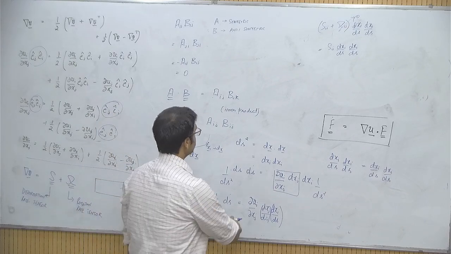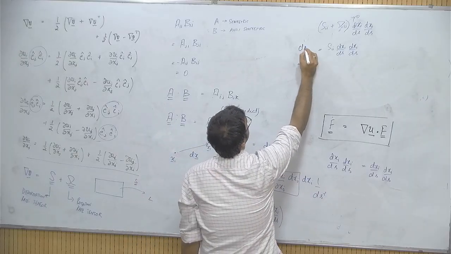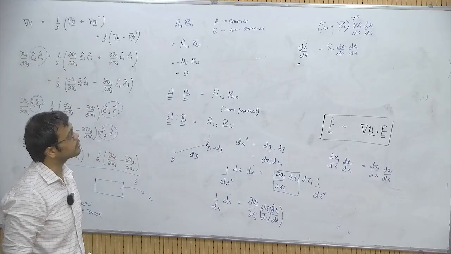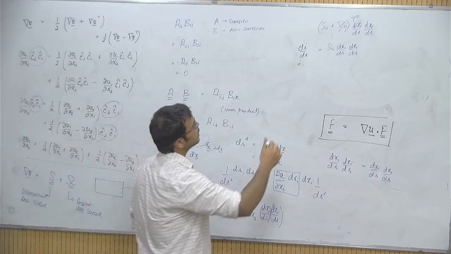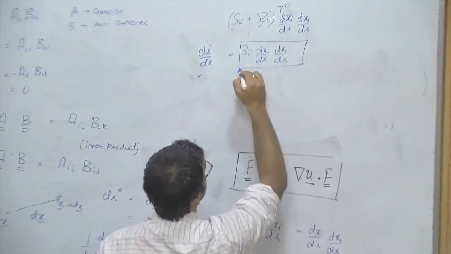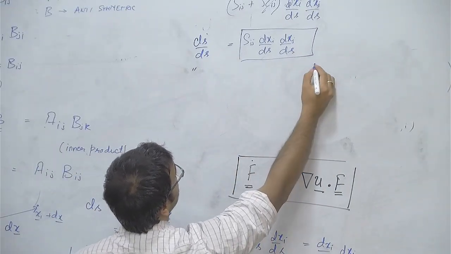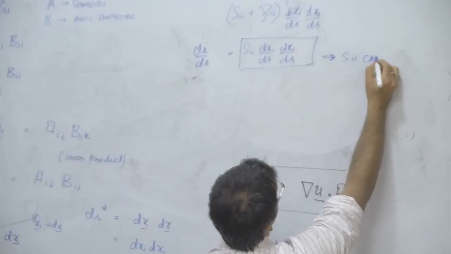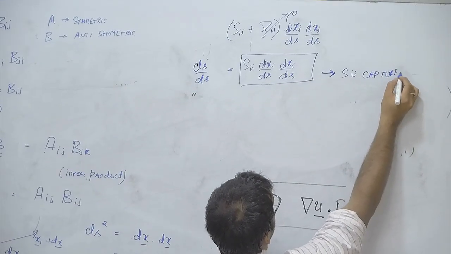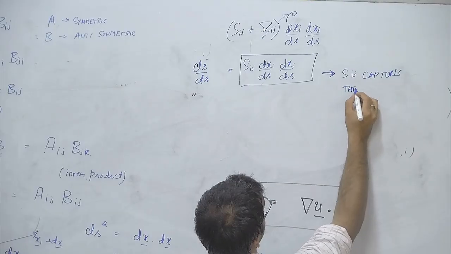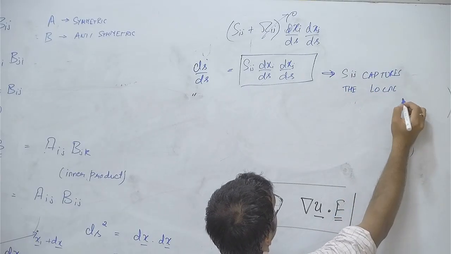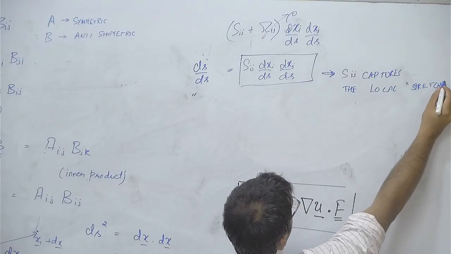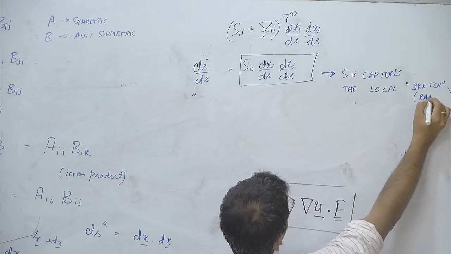Okay, so this should show to you that per unit separation, the rate of change of separation is actually directly given by this Sij tensor. So, this shows that Sij captures the local stretch or the rate of this stretch.